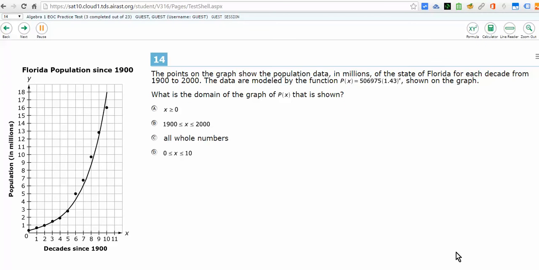Okay, let's take a look at question 14. It says the points on the graph show the population data, in millions, of the state of Florida for each decade from 1900 to 2000. The data are modeled by the function p of x equals 506,975 times 1.43 raised to the x, shown on the graph. Question: what is the domain of the graph of p of x that is shown?